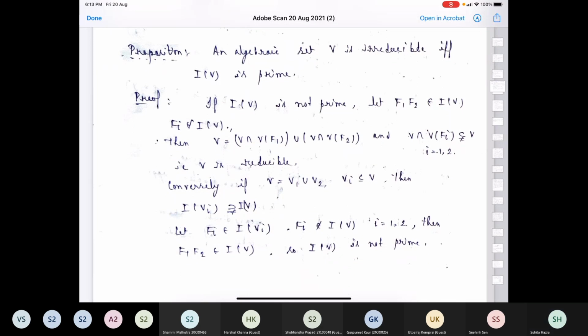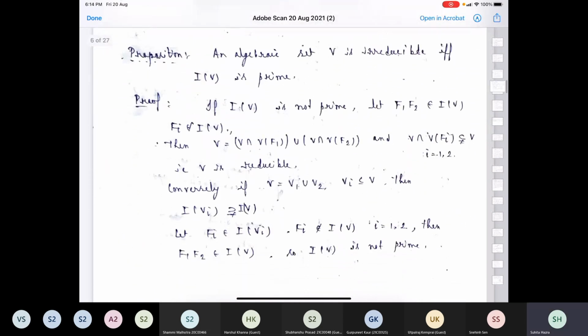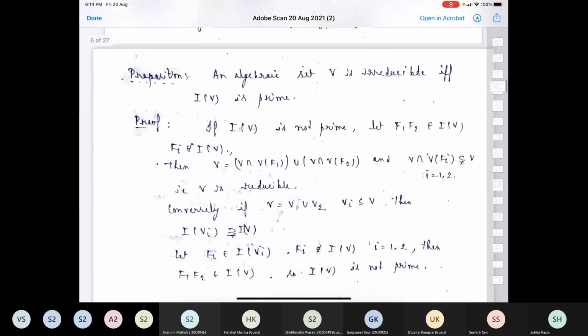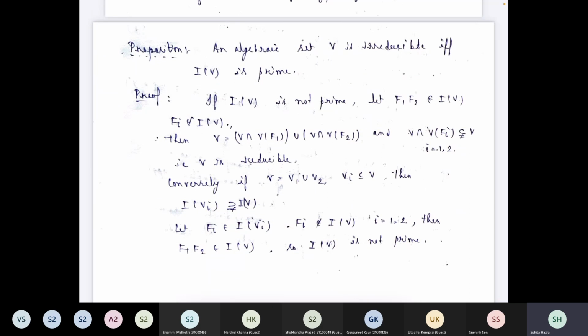Now, an algebraic set V is irreducible if I(V) is prime. I think I have missed one definition, because you were not introduced to what an irreducible algebraic set is.